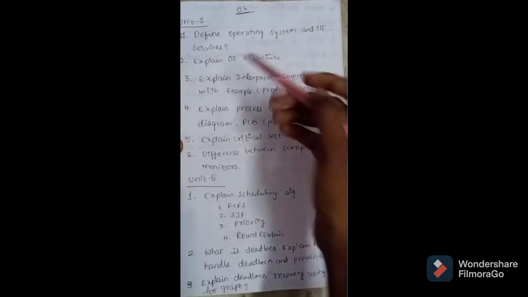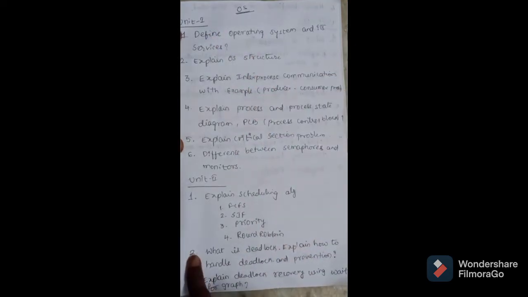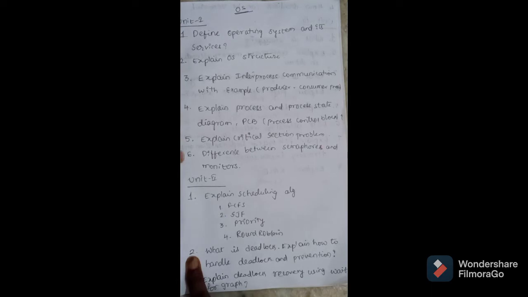So in this video I am going to explain the important questions of operating system. This syllabus is related to degree Telangana University BSc students. In the first unit we have some important questions, like define operating system and its services. For this question we have to answer what is meant by operating system, what are its functionalities, and how it will be useful in the system.